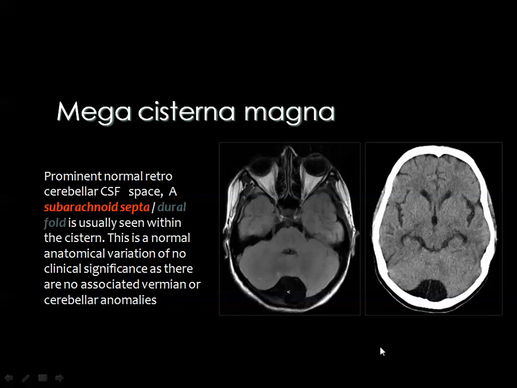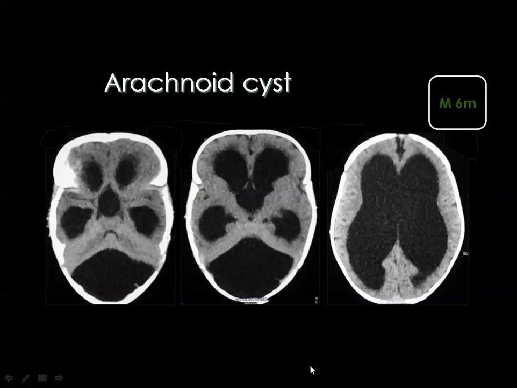And one of the helpful diagnostic criteria for the megacisterna magna, separating it from the rest of the posterior fossa abnormalities, is the presence of these internal septations, which are known as subarachnoid septa or dural folds. And this is not present in the Dandy Walker or its variant or the posterior fossa arachnoid cyst, as I will mention.